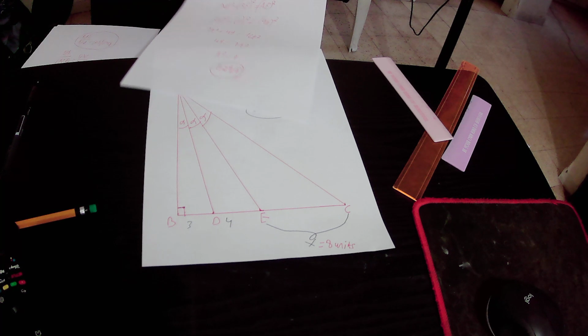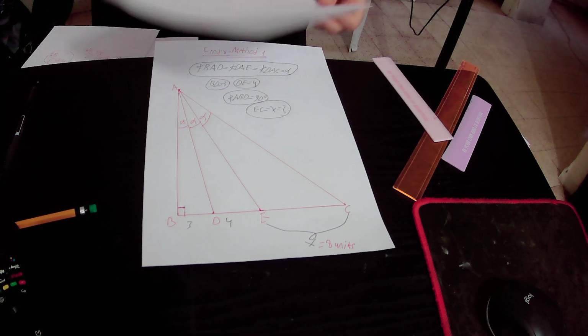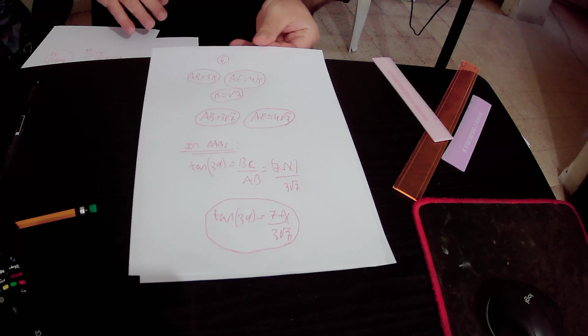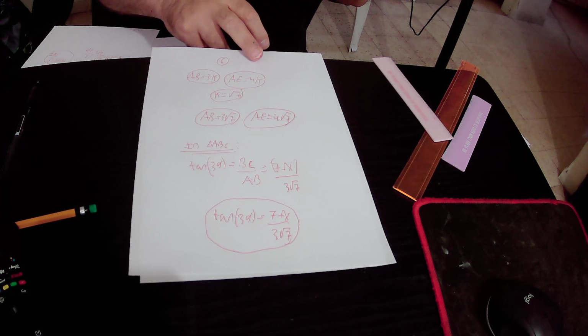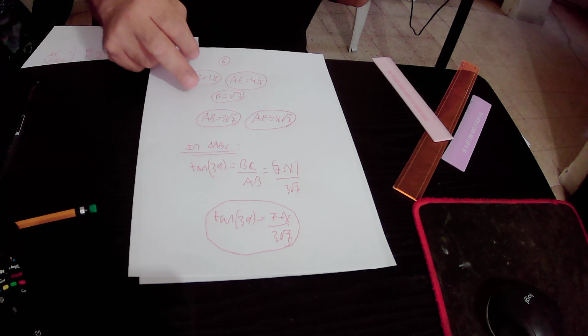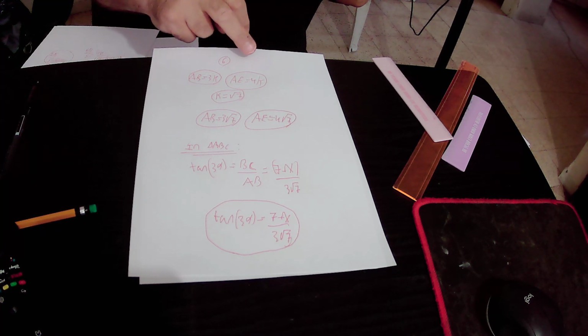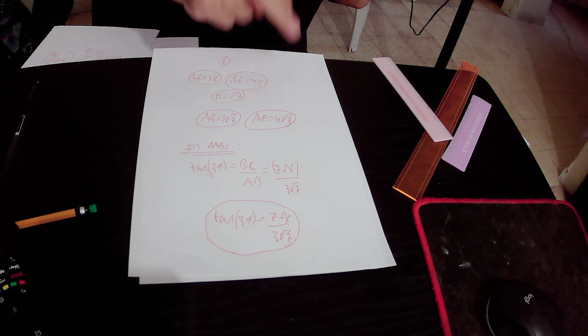After we found that K equals root 7, we can find the values of AB, that is 3K, and the value of AE, which is 4K. So if K equals root 7 and AB equals 3K, then AB actually equals 3 times root 7, and AE, which equals 4K, will be equal to 4 times root 7. Okay?